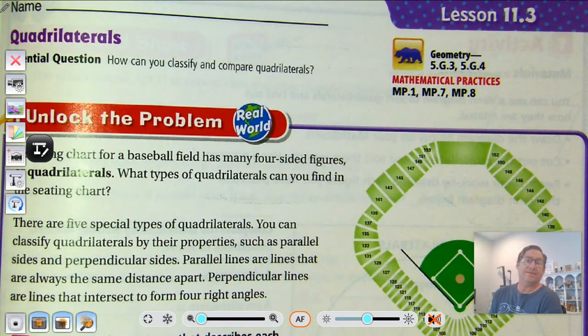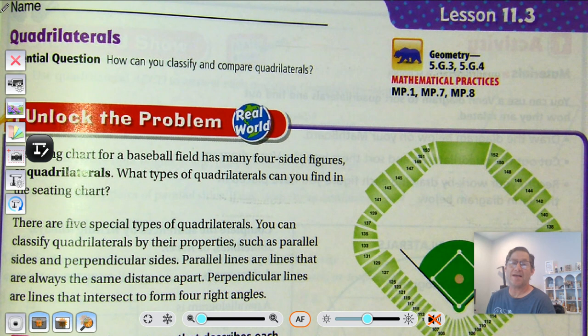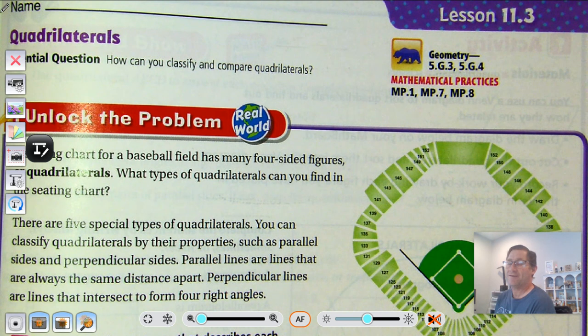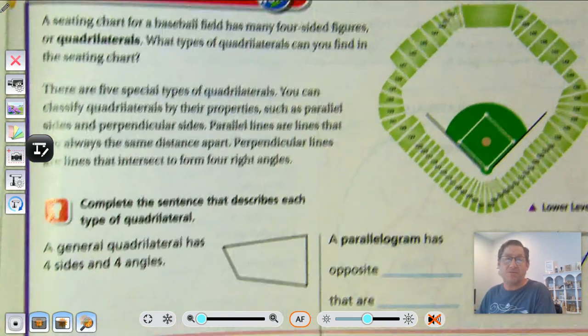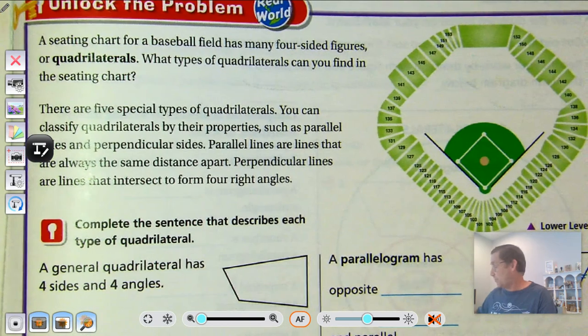So our essential question is, how can you classify and compare quadrilaterals? And again, we've been working with identifying quadrilaterals since at least third grade. So we should be becoming more familiar with the terms and the definitions for each of these different quadrilaterals.